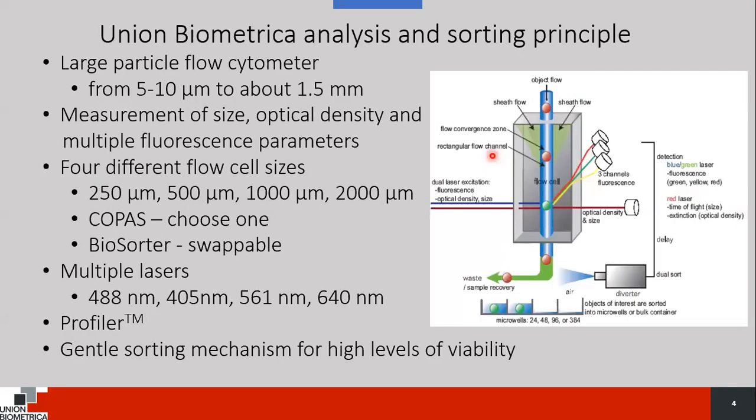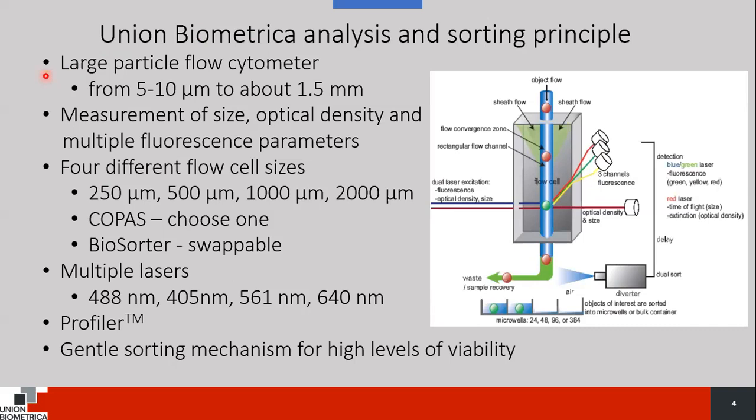On this slide, I would like to describe the analysis and sorting principles of our large particle flow cytometer and sort of describe how the instrument works. And I'm going to start by telling you what we mean by large particle flow cytometer. So this is a flow cytometer, and traditional conventional flow cytometers were initially developed as blood analyzers. So they can work with sample types that range in size from a little less than a micron up to about 40 or 50 microns.